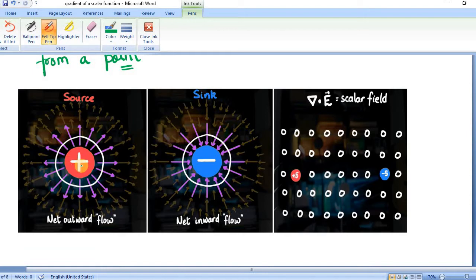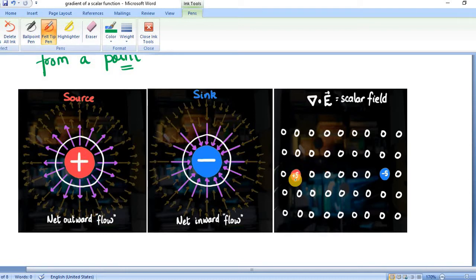So if you can see, this is a point, and from this point we can see that there is outward flow. So let's say the electronic signals are coming out from this specific point. So the quantity or the measure or the magnitude of electronic signals that are coming out from this point will be called the divergence at this specific point. So this is the net outward flow, and the net outward flow is always represented by a plus quantity.